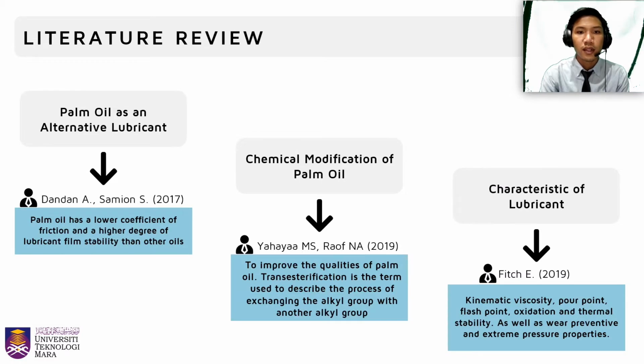For literature review, several journal and research articles have been studied for this project. First, palm oil as an alternative lubricant. Palm oil, which is a major agricultural product in Malaysia, has the potential to be used as a lubricating oil in the industry. Results by Dandan A and Samyon S in 2017 demonstrate that palm oil has a lower coefficient of friction and a higher degree of lubricant film stability than other oils.